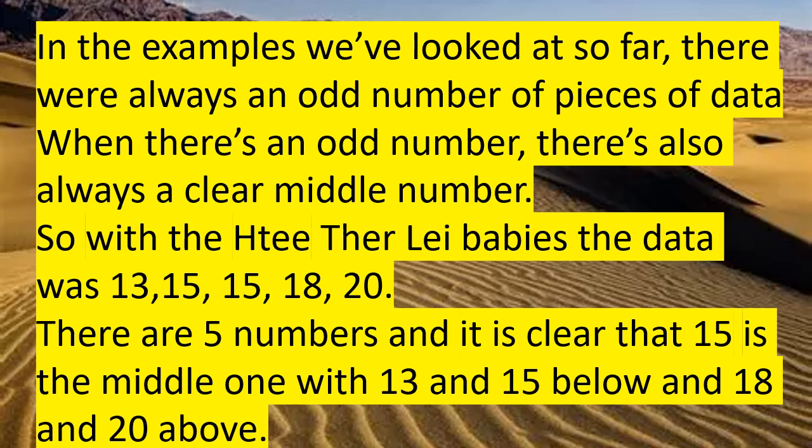In the examples we've looked at so far, there were always an odd number of pieces of data. When there's an odd number, there's always a clear middle number. So with the Titale babies, the data was 13, 15, 15, 18, 20. There are 5 numbers, and it's clear that 15 is the middle one, with 13 and 15 below, and 18 and 20 above.